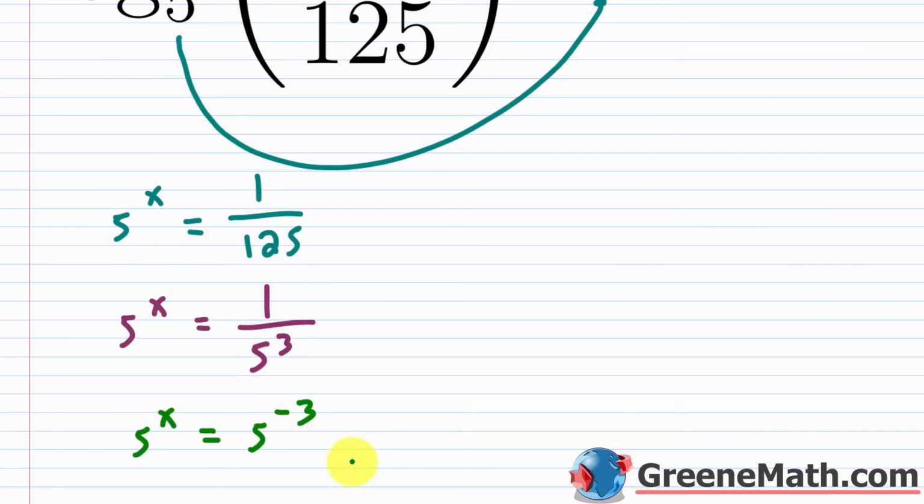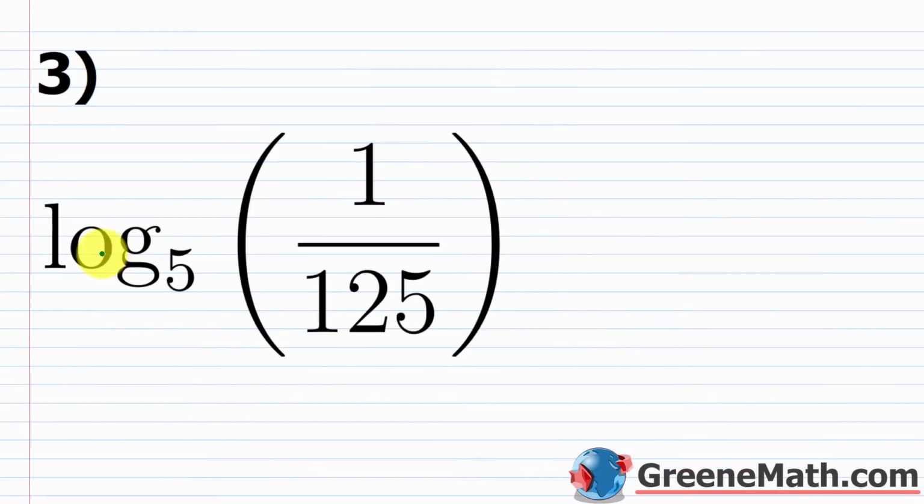So at this point, again, you have a 5 here and a 5 here. So that same base, you're just going to set those exponents equal to each other. So you're just going to say that x is equal to negative 3. So that's going to be the answer here, just negative 3. So let's say that log base 5 of 1 over 125 is going to be equal to negative 3.